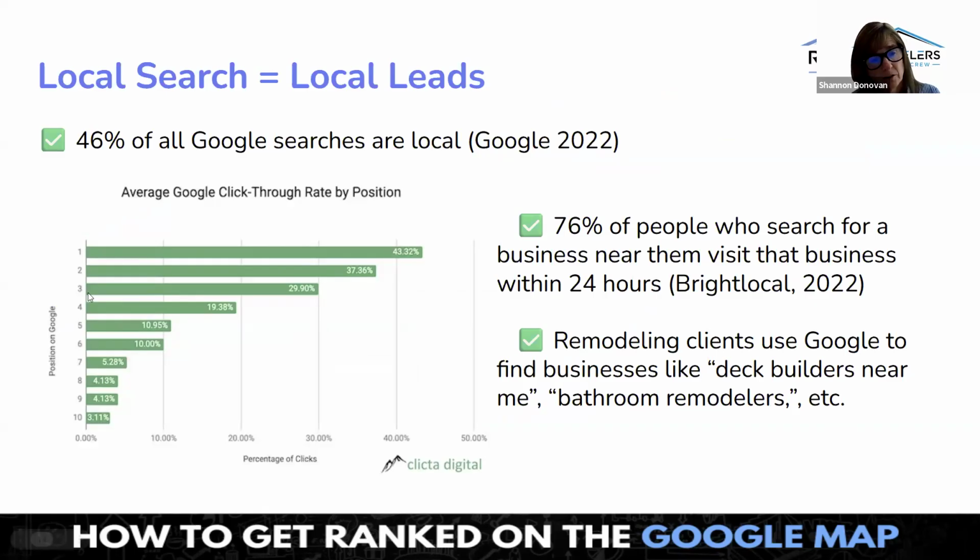And this chart is kind of, again, interesting. And this is from a marketing company, but based off Google numbers. If you are number 1 position, you're going to get 43% of the clicks. Number 2, 37. You go all the way down to number 10, that's still on page 1, only 3% of the clicks. So you can imagine once you're not on page 1, right?